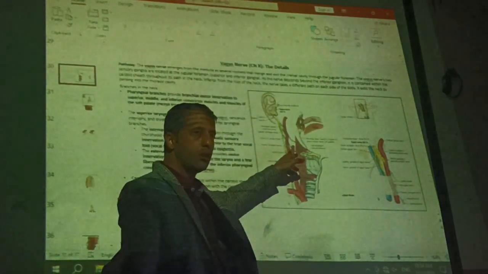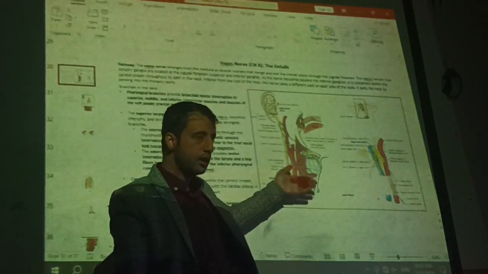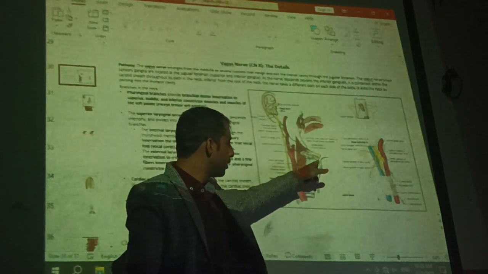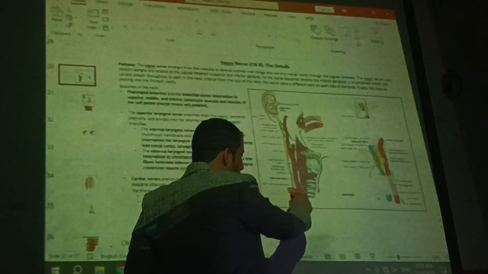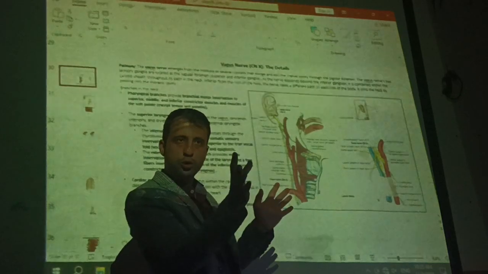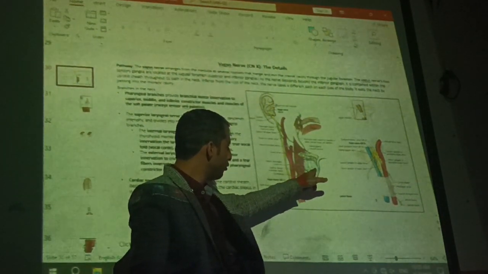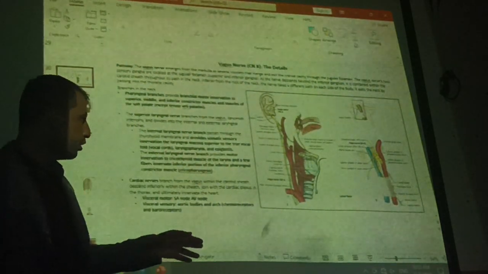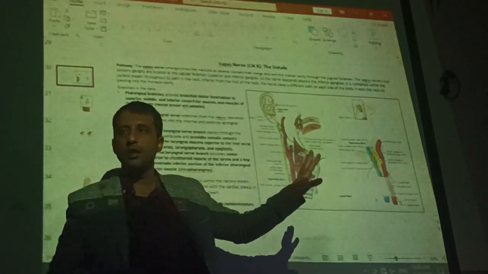The superior laryngeal nerve divides into an internal branch and an external branch. Okay, the internal branch makes the sensory fibers for the larynx superior to the vocal cord. The recurrent laryngeal nerve, or inferior laryngeal nerve, makes the sensory branch for the larynx inferior to the vocal cord. It is the root of the recurrent laryngeal nerve in the right side.